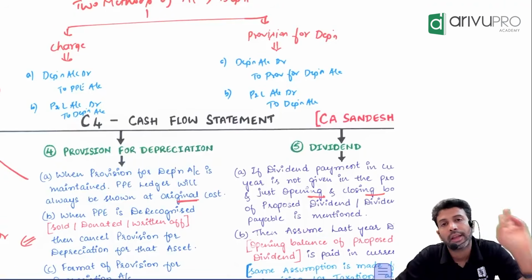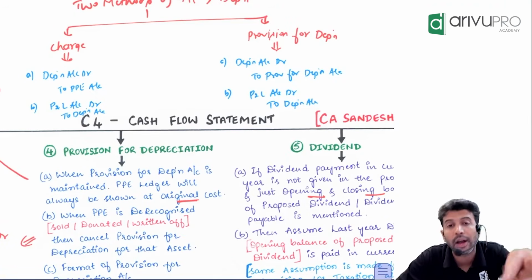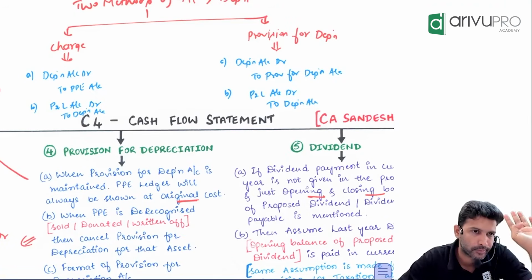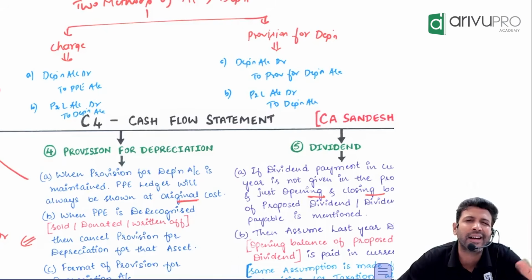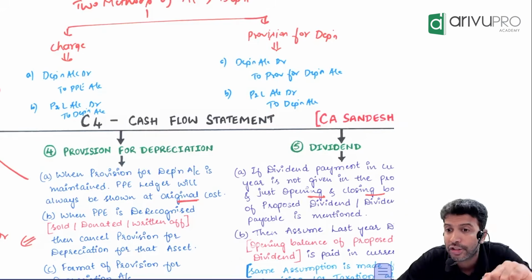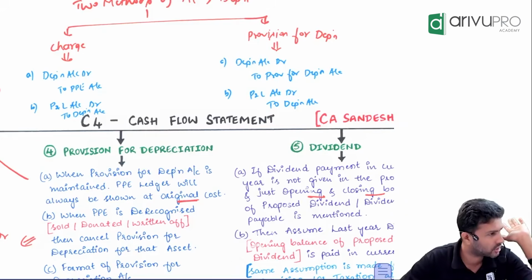People, there are two ways of accounting depreciation. What did I say? There are two ways of accounting. I'm not talking about the method of calculating depreciation. No. Method of calculating depreciation means your straight line, WDV, and so on. I'm not talking about that. I'm talking about two methods of accounting depreciation itself.